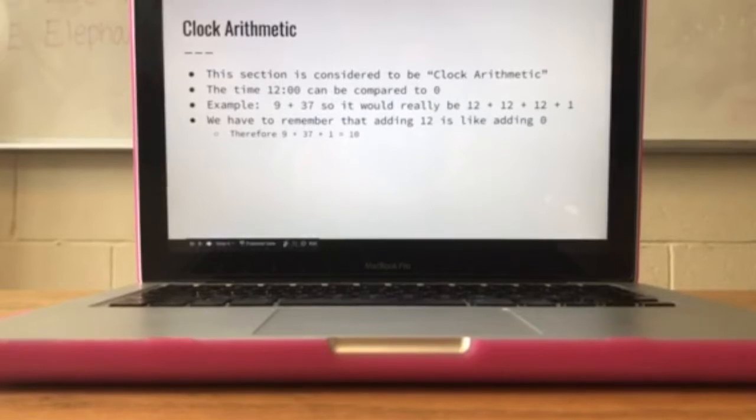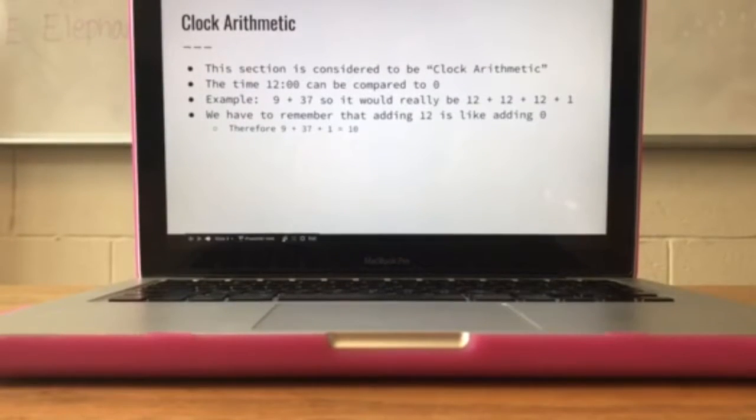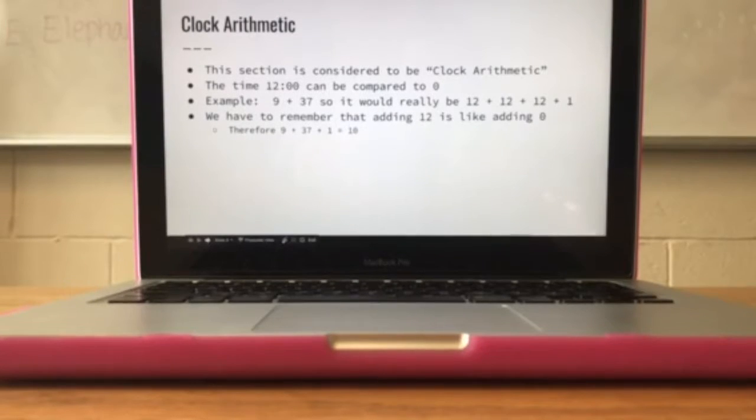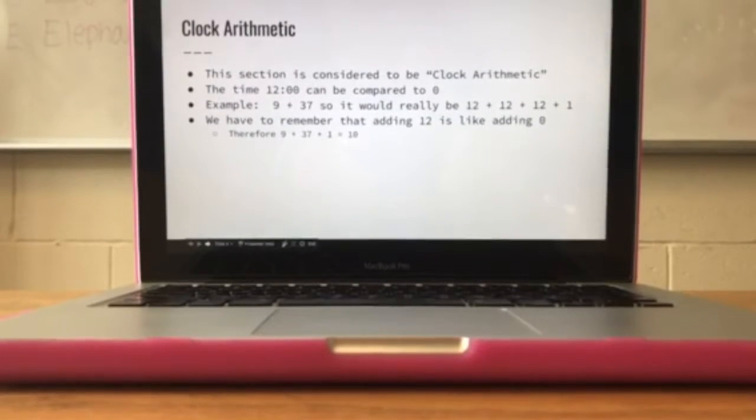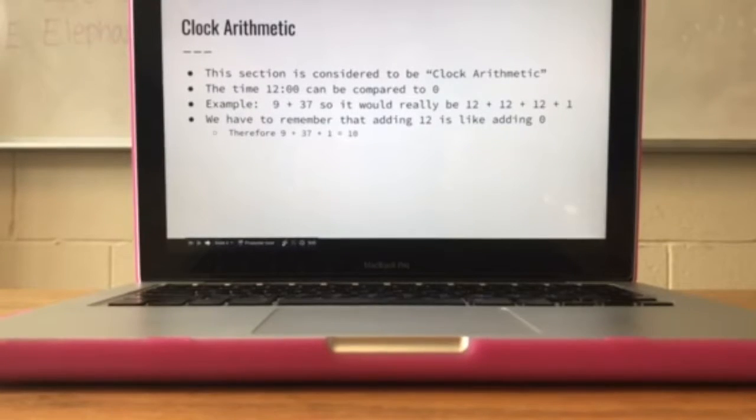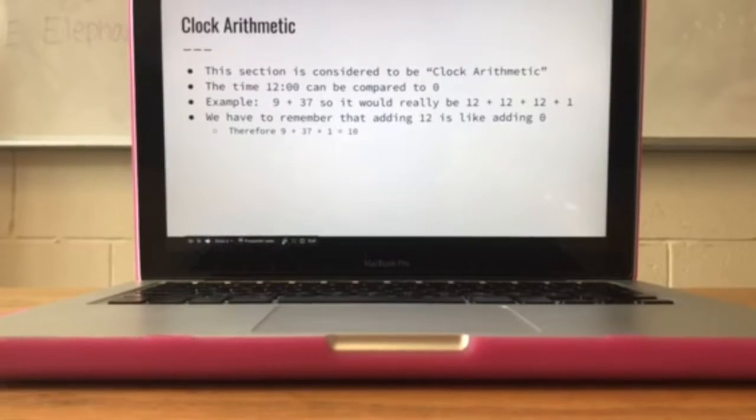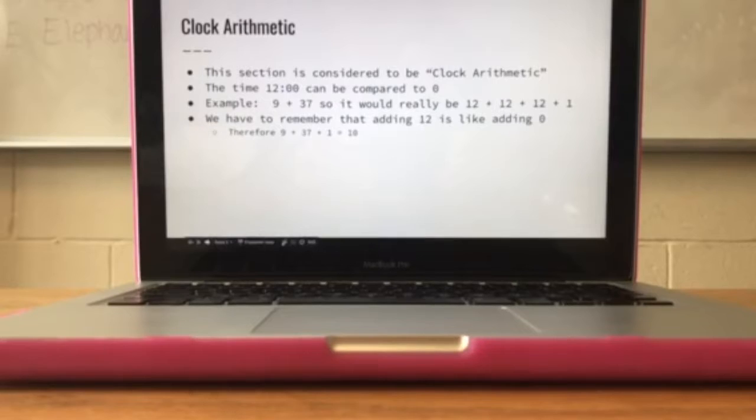Clock arithmetic. This section is considered to be clock arithmetic. The time 12 can be compared to 0. So whenever you start back at 12, you're actually starting back at 0. An example, going back to the last section, was 9 plus 37, so it would really be 12 plus 12 plus 12 plus 1. We have to remember that adding 12 is like adding 0. Therefore, 9 plus 37 equals 10.